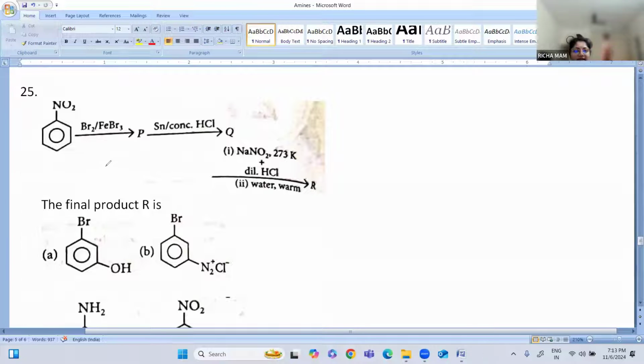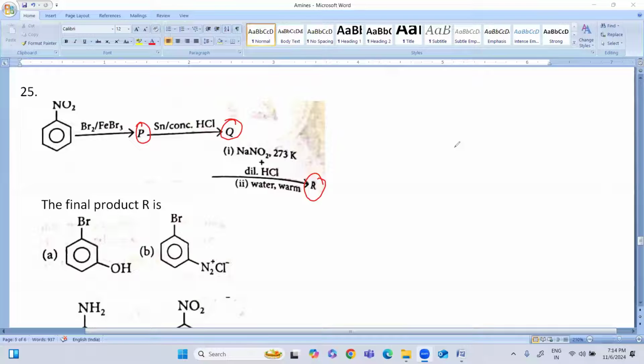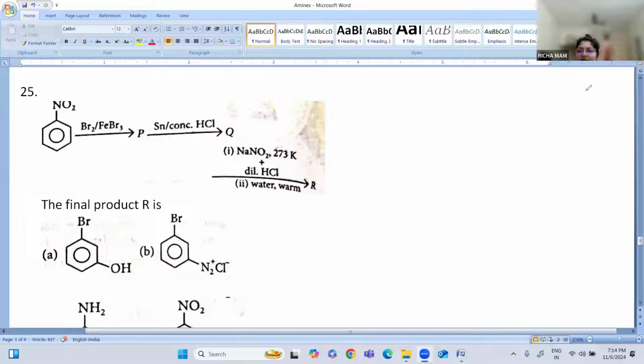Next question. A set of reactions is given. Nitrobenzene is reacted with Br2 in the presence of FeBr3 to give P. Further treated with tin in the presence of concentrated HCl to give Q. Further, diazotization in warm water gives R. They have asked what R is.